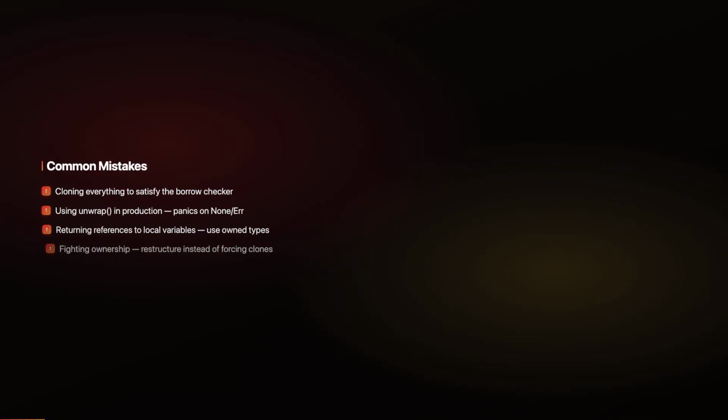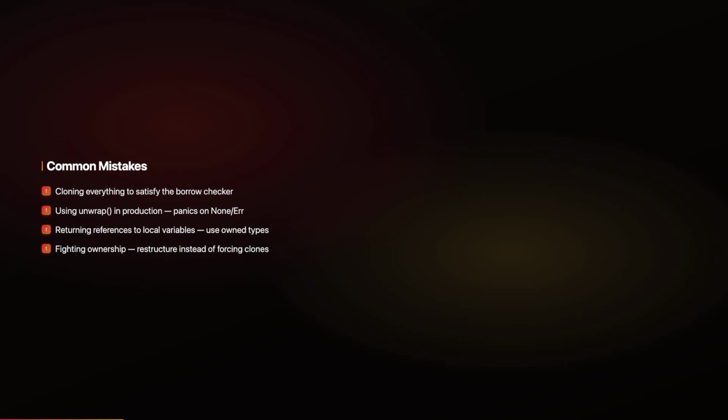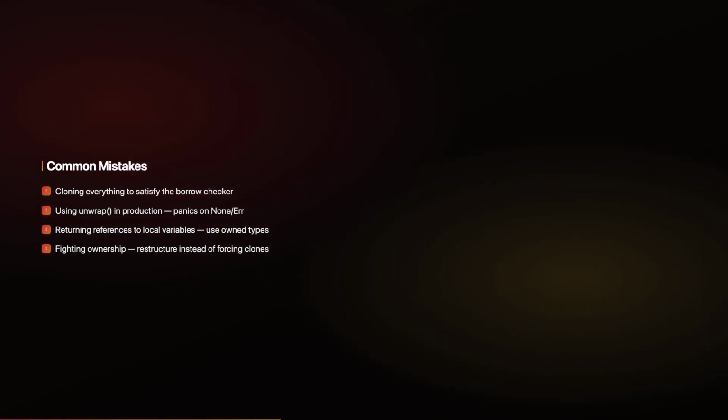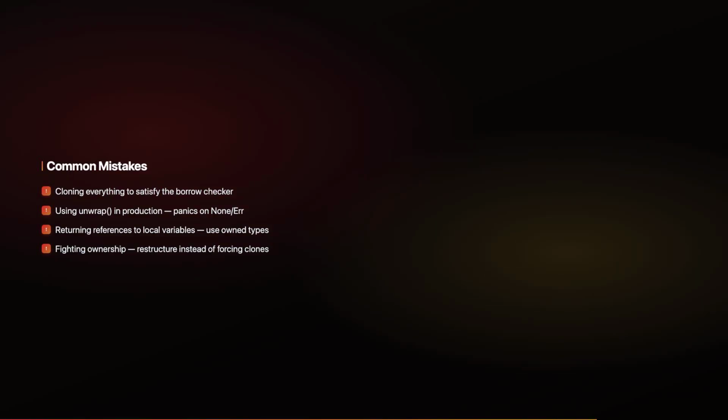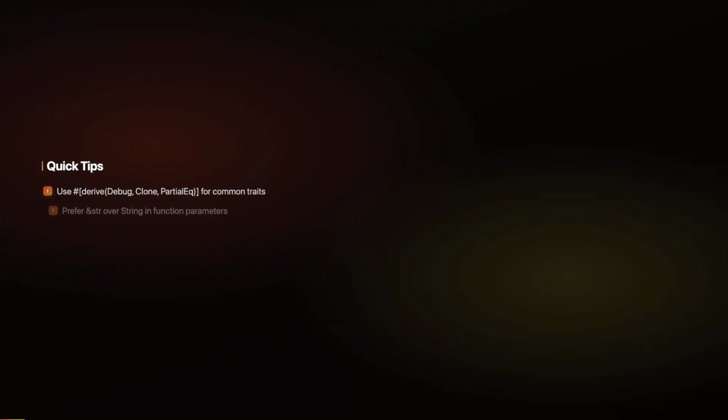Here are common Rust mistakes to avoid. Don't clone everything just to satisfy the borrow checker. Restructure your code instead. Never use unwrap in production because it panics on None or Err. Don't return references to local variables. Use owned types instead.